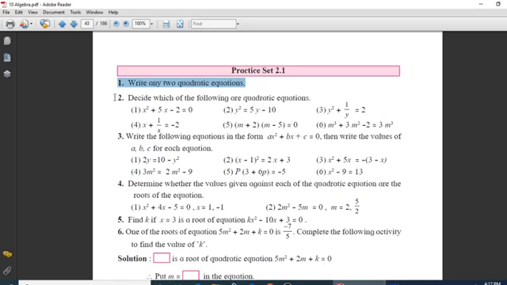We have another question. Decide which of the following are quadratic equation. So this is another question. As you can see, your first equation, this one, x square plus 5x minus 2. Here it is clearly observed that this equation is in proper standard form, so we can consider this equation as quadratic equation.